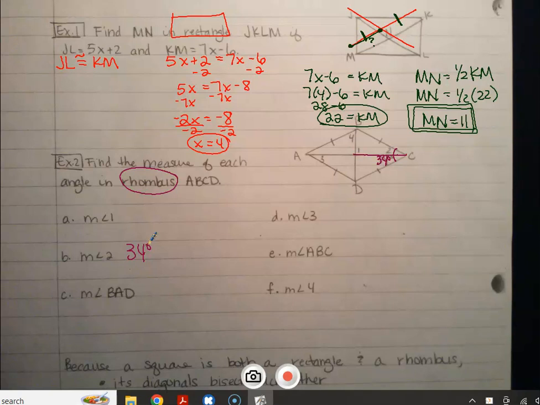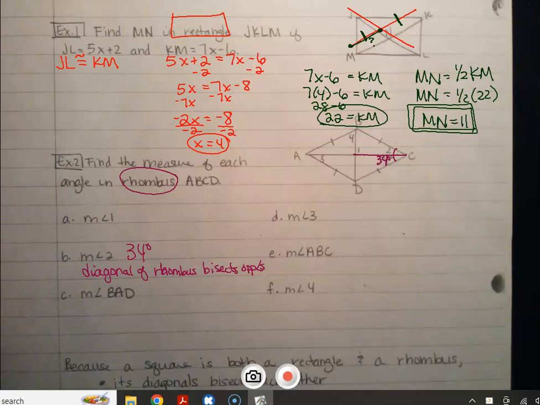Okay, and so maybe we should make a note like diagonal of rhombus bisects opposite angles. I'll have to make my shorthand a little shorter, just so we remember like where we got that from. Okay, angle 1, the measure of angle 1, that was A. I kind of skipped ahead.